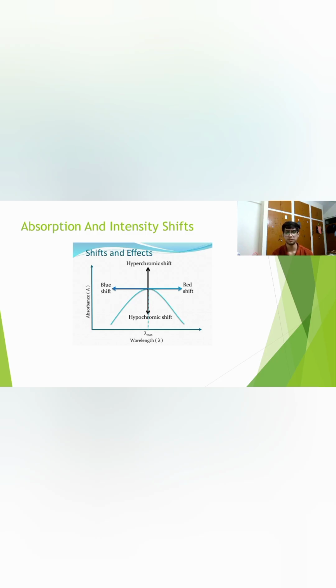And the next is hyperchromic shift. A hyperchromic shift refers to an increase in the intensity of absorption or emission band. And the last one, the fourth one, is hypochromic shift. A hypochromic shift refers to a decrease in the intensity of absorption or emission band.